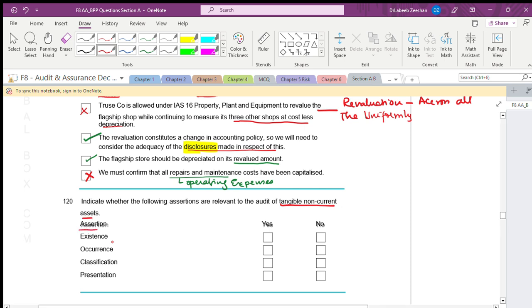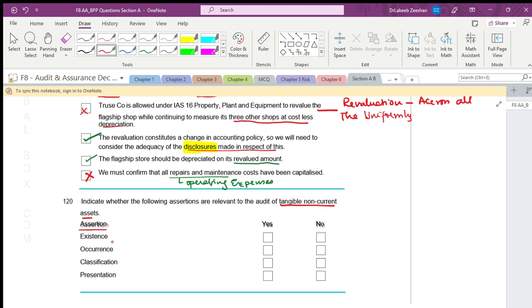We are talking about the existence. When we say existence, you have to make sure that the asset is existing or not. Is it right? That the asset is in existence or not. You have existence, you have occurrence, you have classification, and you have presentation. Is it right?